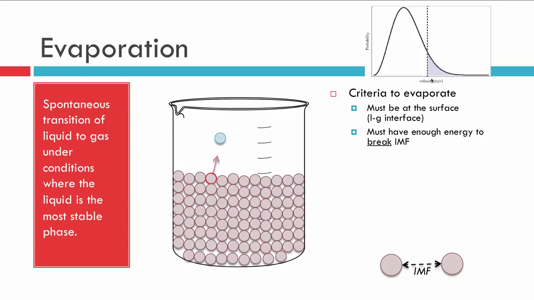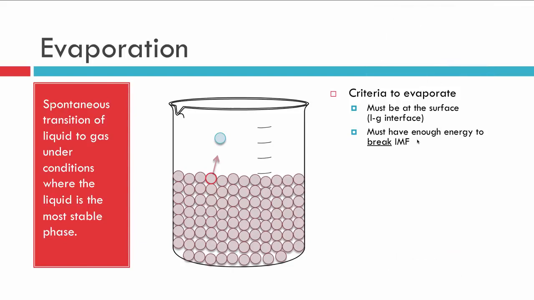The area under the curve represents the probability of molecules having that much energy. As we can see here, there's a small fraction of the entire container that have enough energy, which would mean a small fraction of molecules at the surface have enough energy to break the intermolecular forces. So if I'm at the surface, only a small portion of those molecules at the surface will meet the second criterion. Both criteria must be met to evaporate.